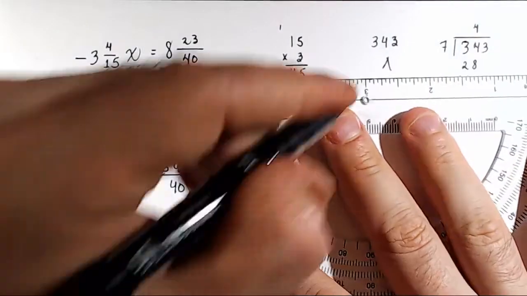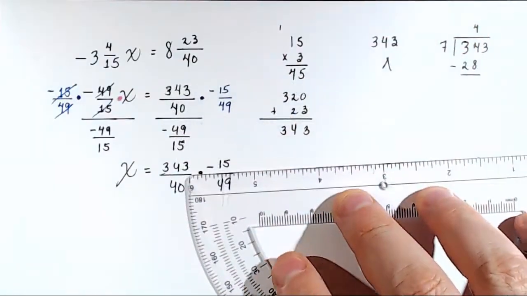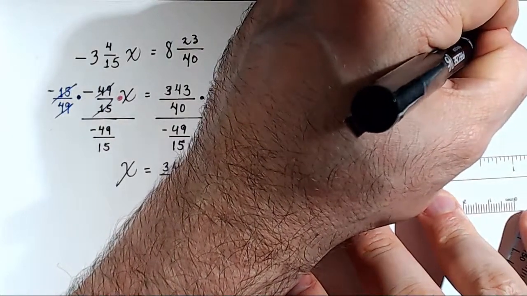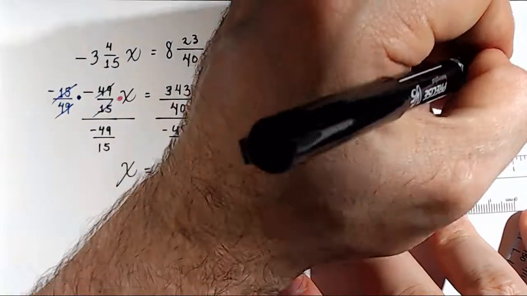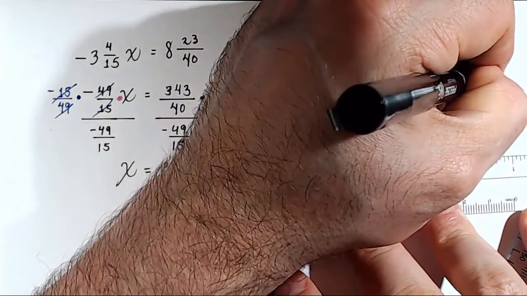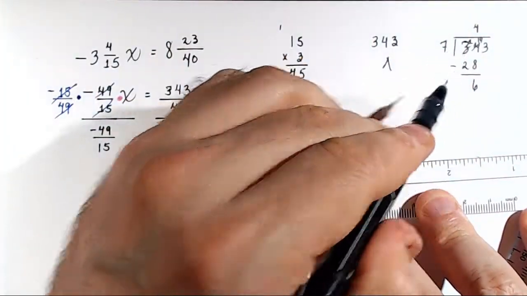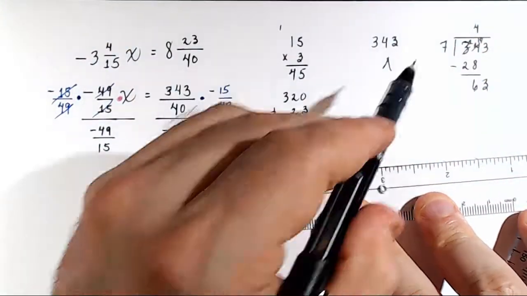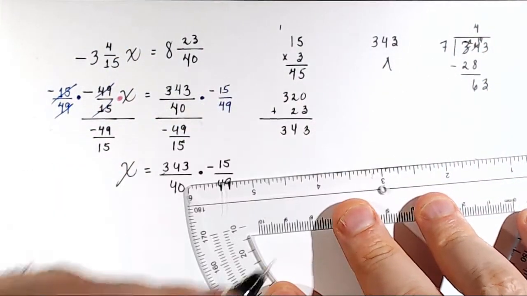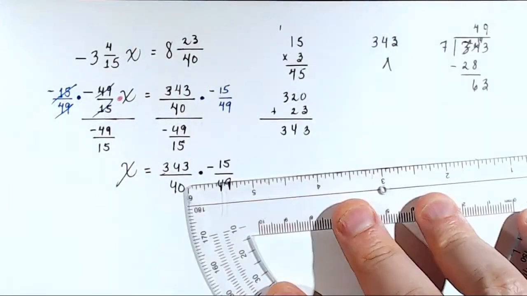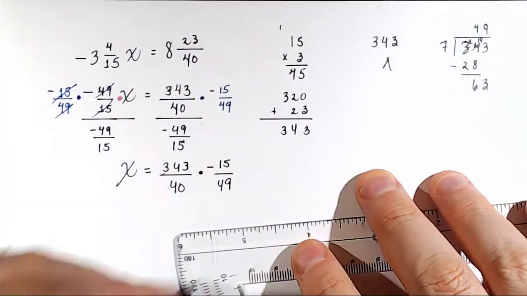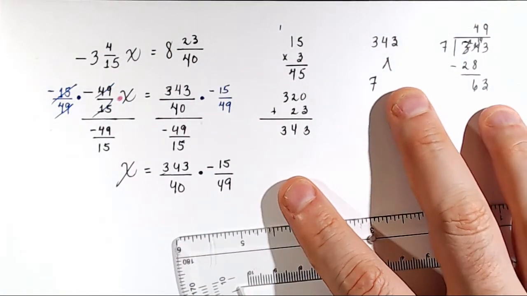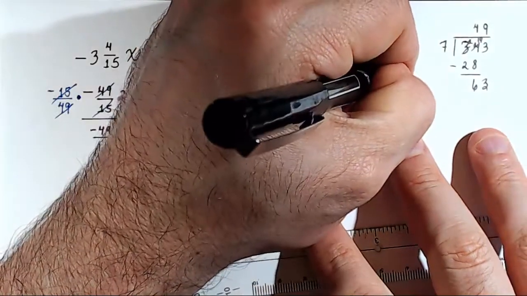And now we subtract 28 from 34. Okay, so 34 minus 28. We got to borrow from the 3. This becomes a 2. This becomes a 14. 14 minus 8 is 6. And then 2 minus 2 is 0. So now we bring down the 3. How many times does 7 go into 63? Exactly 9 times. So it turns out 7 was a perfect factor of 343, and its factor pair is 49.